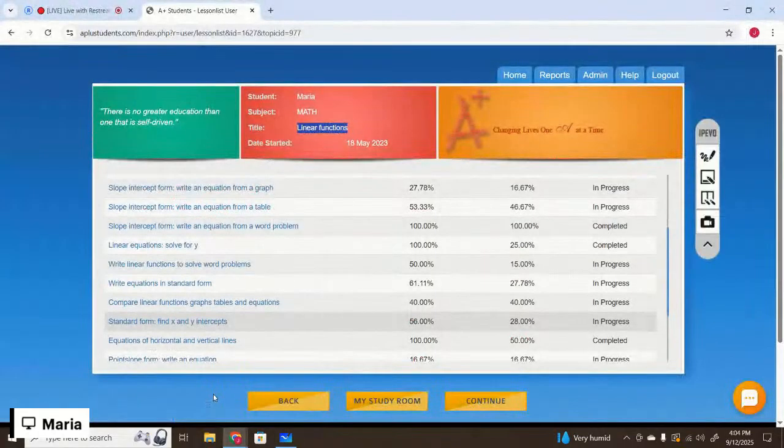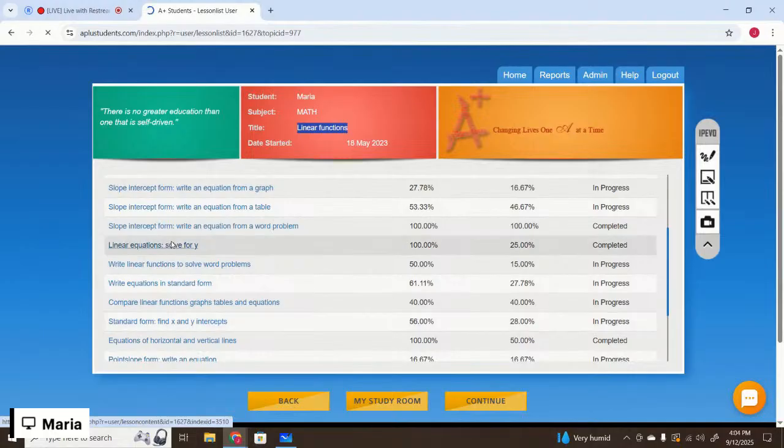I'm on grade 9 math. Chapter we're on right now is linear functions. Let's just start with the lesson that is linear equations solved for y. Let's just start with the lesson.